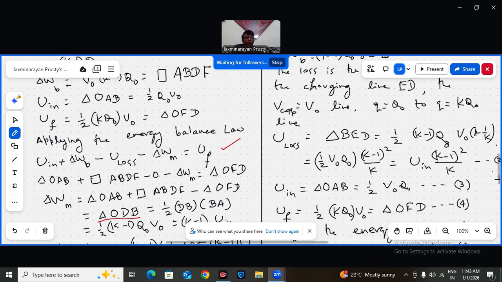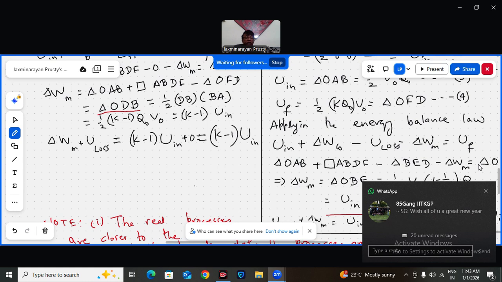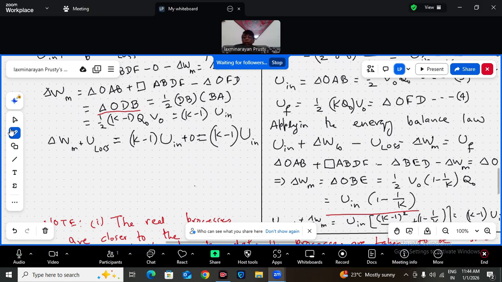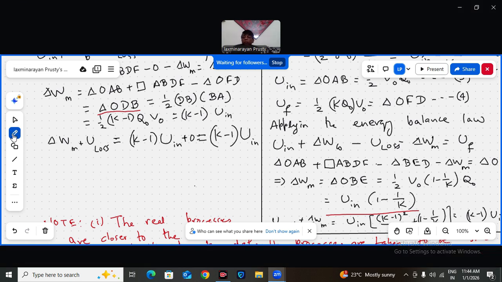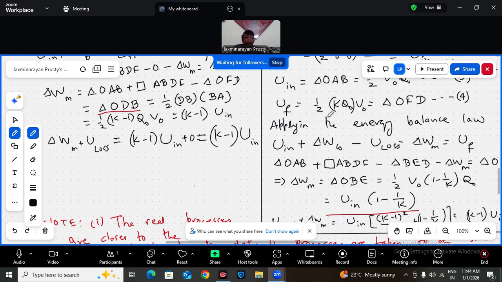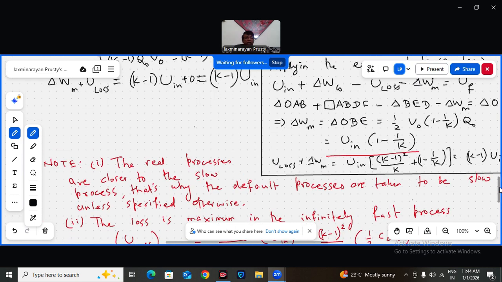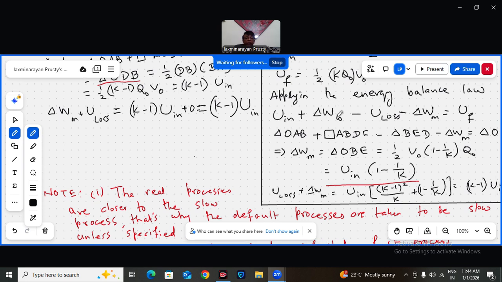Very good. So now apply the energy balance law. U initial plus delta W battery minus U loss minus work done by the capacitor, mechanical work done. The remaining part will be stored as the final potential energy of the capacitor. So already this I know, this OAB area, this I know is the rectangle ABDF, this I know UF is equal to OFD, and this is BD.